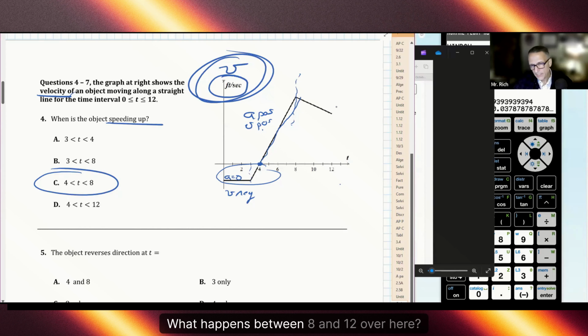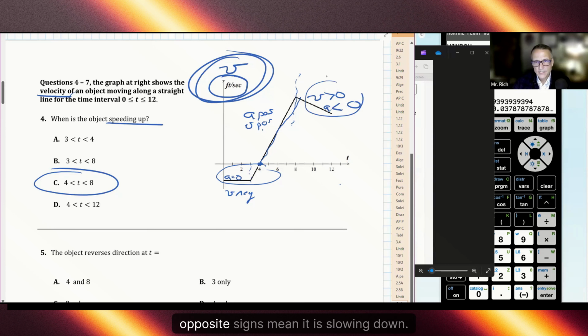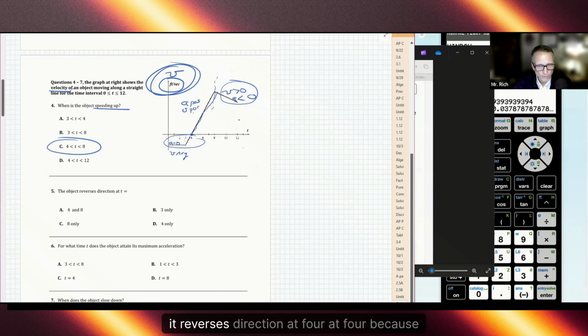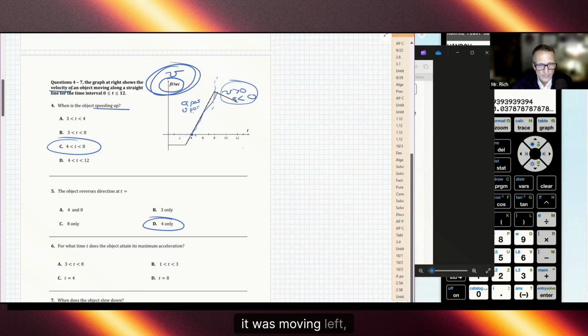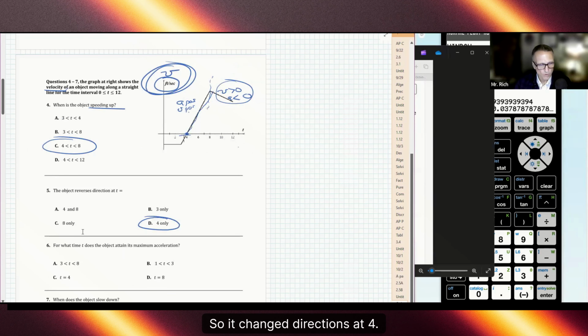What happens between 8 and 12? Over here, velocity is positive because the function is above the t-axis, but the slope is negative. So the acceleration has the opposite sign, which means it is slowing down. When does it reverse direction? Well, it reverses direction at 4, because that's when the velocity changes from negative to positive. So it was moving left, then it got to time t equals 4, and then it started moving right. So it changed directions at 4 only.